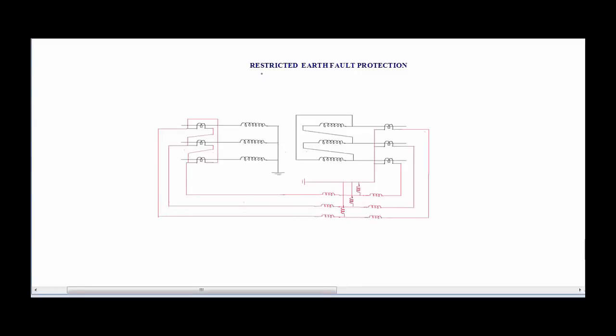So in this video we are going to discuss restricted earth fault protection, which is also called REF protection. I have already made a video on this topic, but in this video we are going to discuss it in a detailed way.